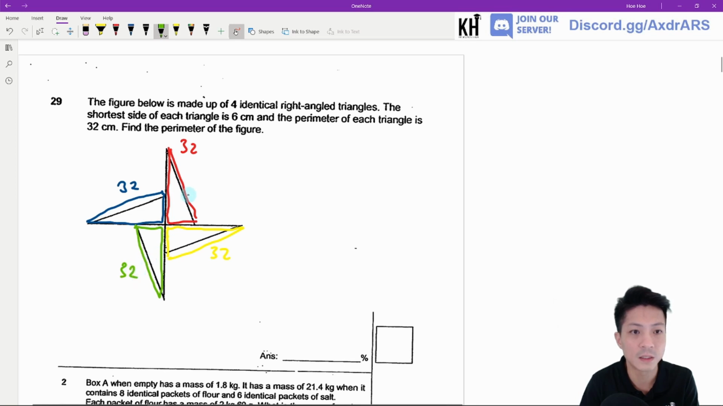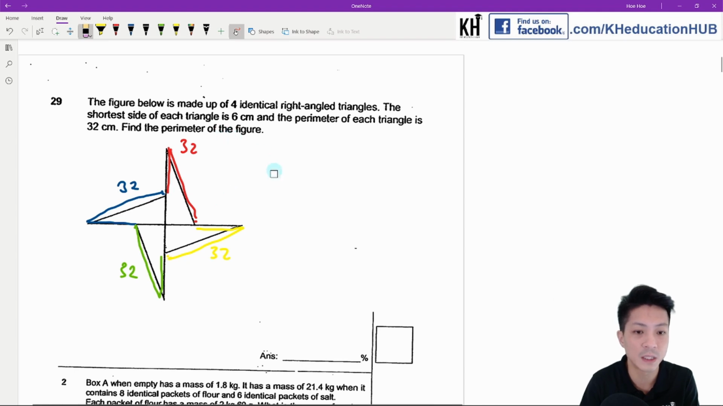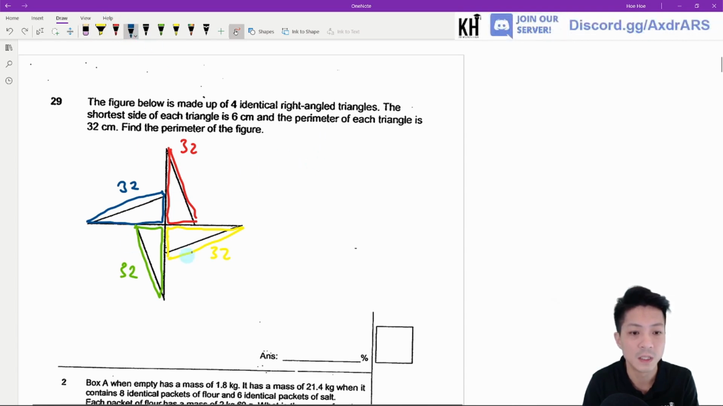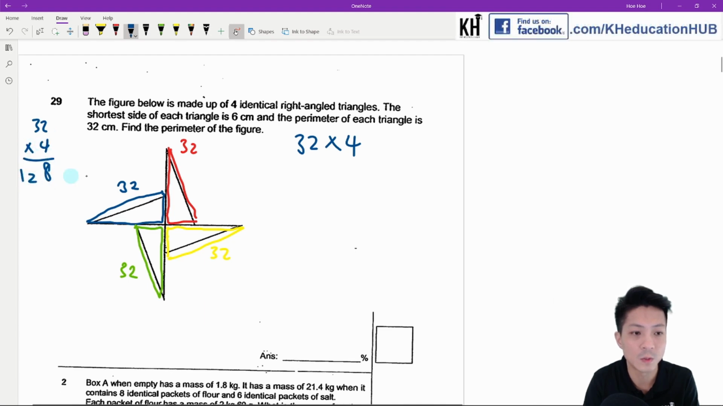Okay, this will also be another 32, but if you realize that the perimeter basically excludes the inside. Okay, the perimeter of the figure would be something like this. Now the first thing that we're going to do is find the total perimeter of the 4 triangles, which will be 32 times 4. Do your working, okay, so it equals 128 cm.